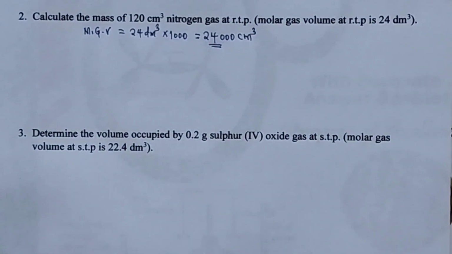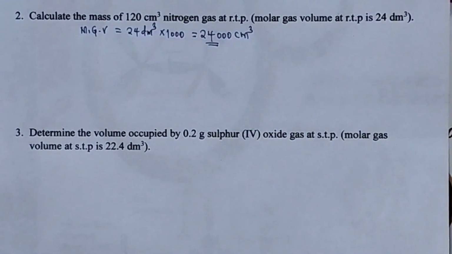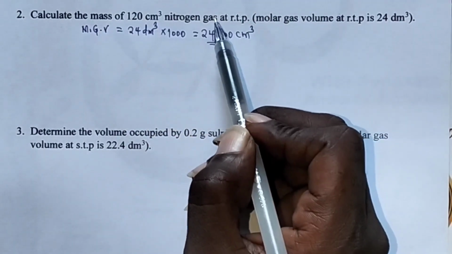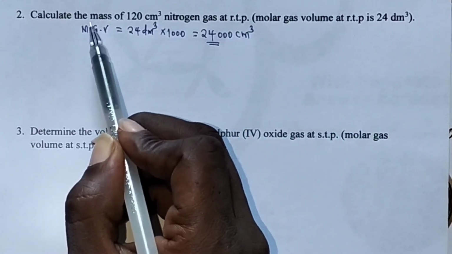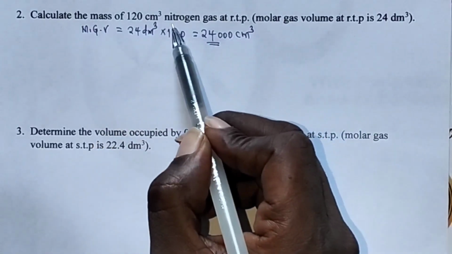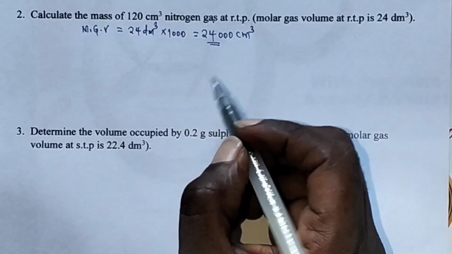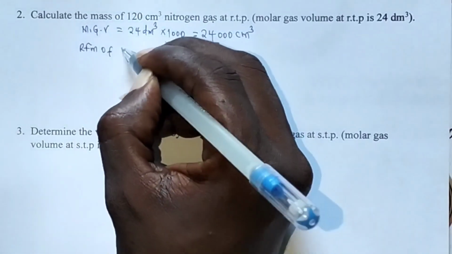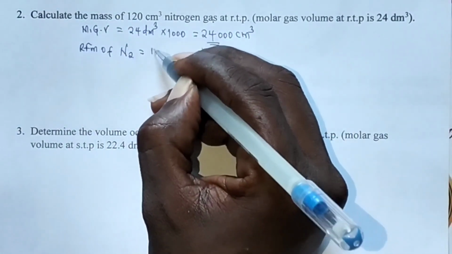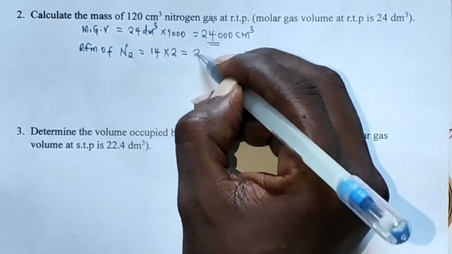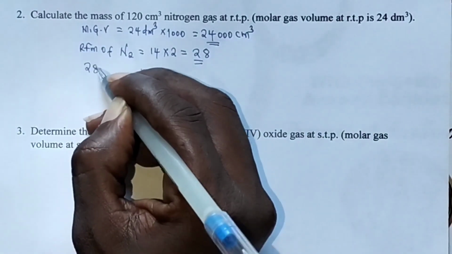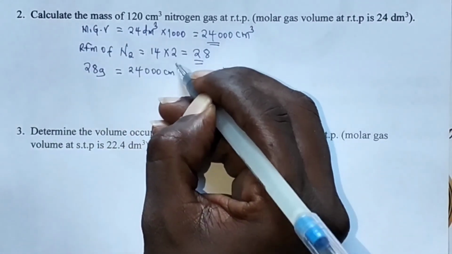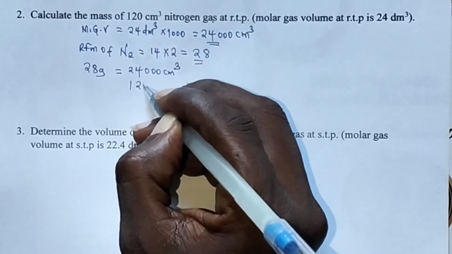That's the first step. After that, here we are given 120 centimeter cube of the nitrogen gas, which will be equal to the mass that we are calculating, and the RFM of nitrogen gas will be equal to the molar gas volume at RTP. So let's see the RFM of nitrogen gas. Nitrogen gas is written N2. So 14 for nitrogen times 2, we get 28. So we are going to say 28 grams will be equal to 24,000 centimeter cube. So we can ask ourselves, what about 120 centimeter cube?